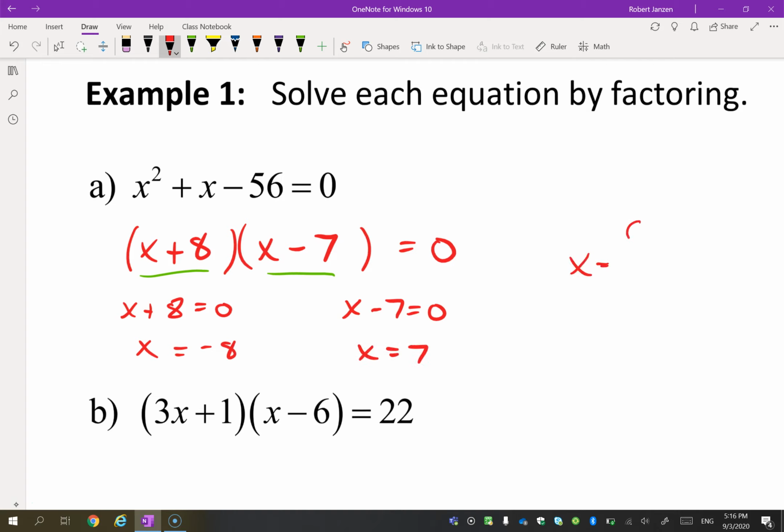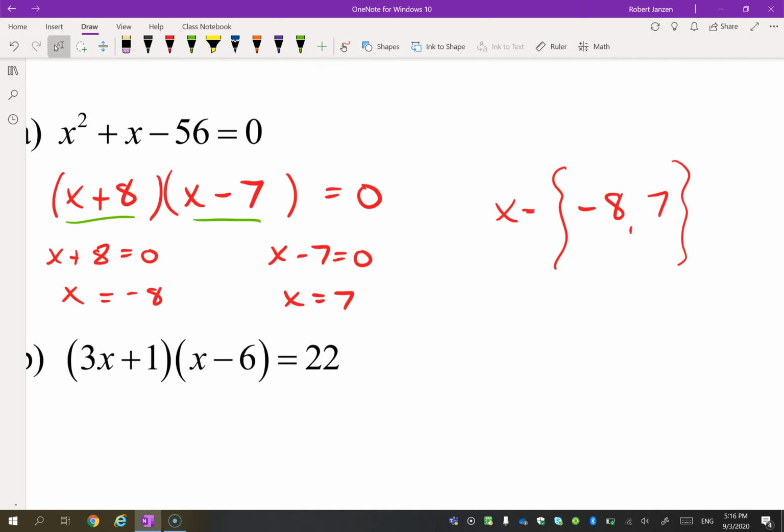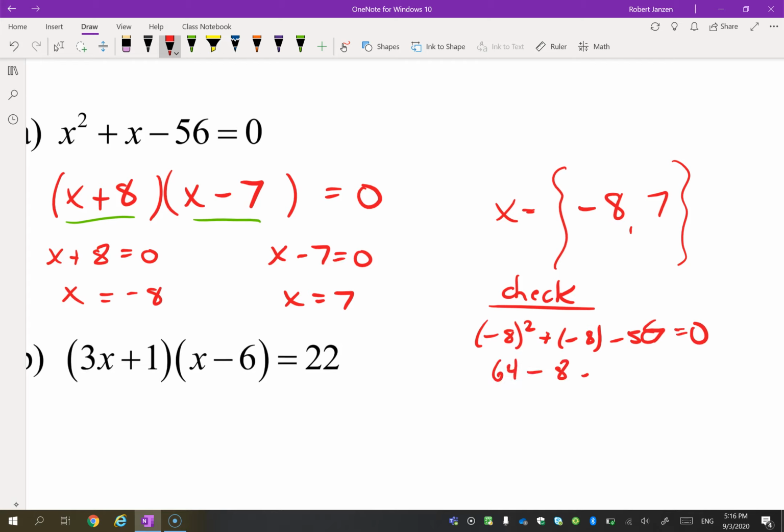What I would like you to do is list them like this. These are the two answers that work. Now, just so you understand, let's do a quick check. If I put the negative 8 in for x into the original equation, let's see what happens. I get 64 minus 8 minus 56 equals 0, and 64 minus 64 does equal 0. So you can see that it works. You can check the other one, and you'll also see that it works. So there's the idea.